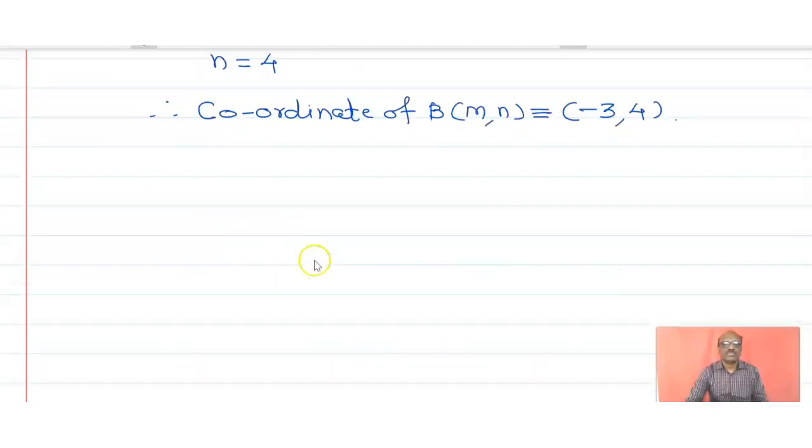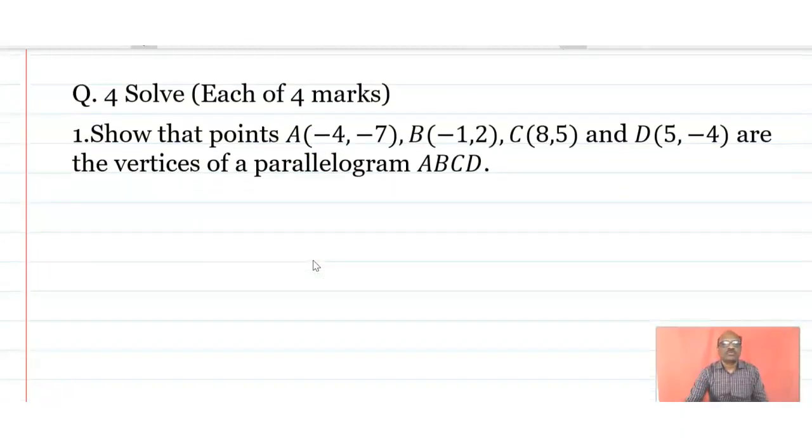Now the next problem. Question number 4. Solve each of 4 marks. First example: show that A(-4, -7), B(-1, 2), C(8, 5), and D(5, -4) are the vertices of a parallelogram ABCD. Now the solution.